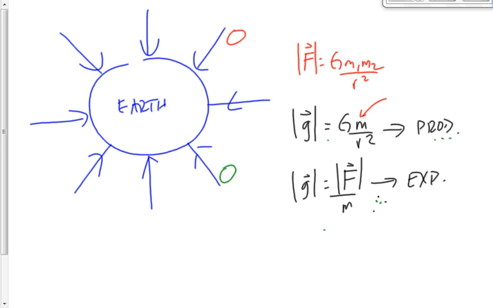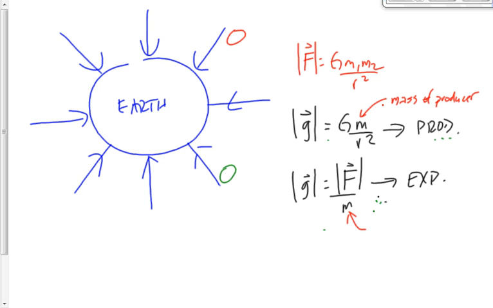This would be the mass of the producer, the mass of the Earth in this case, right? If the sun was the producer, then it would be the mass of the sun. If you were the producer, then it would be the mass of you. Okay, it's going to be the mass of the producer. And this would also be M, but this would be the mass of the experiencer. This would be the mass of the little red ball or the little green ball, as the case may be.